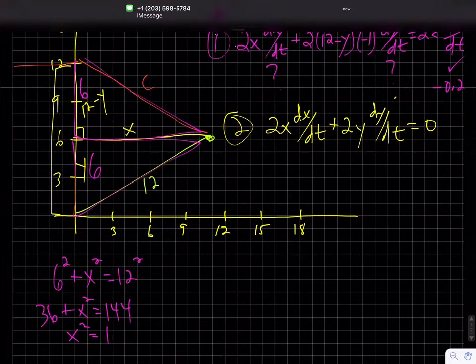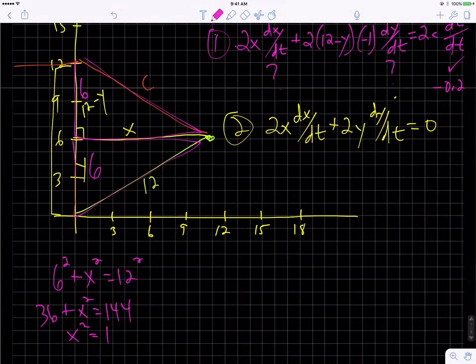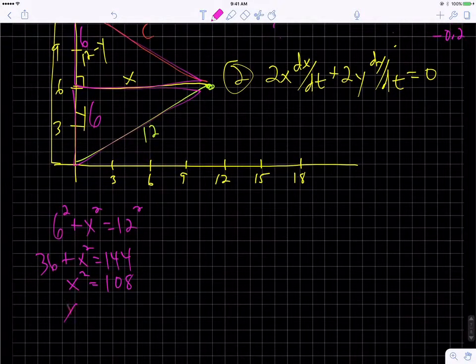Let me just get the calculator out here. 144 minus 36 is 108. Then I need to square root that. And I get 10.4 approximately. All right, that's my x.